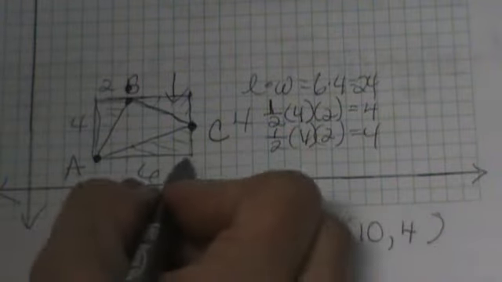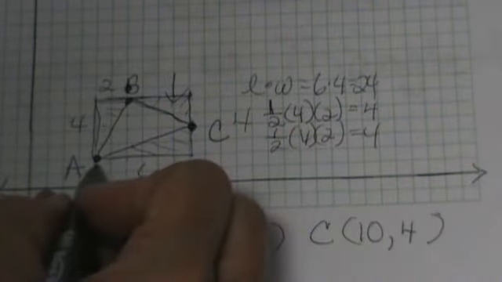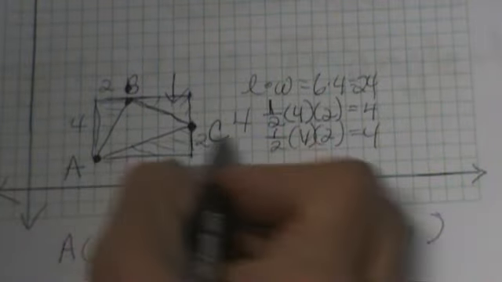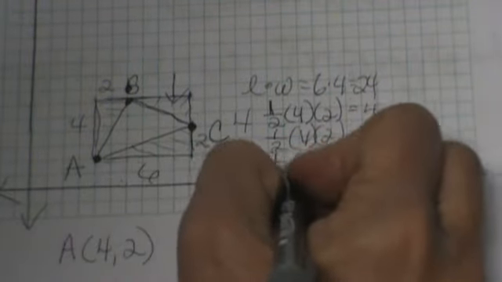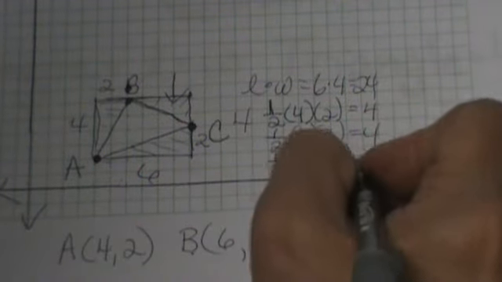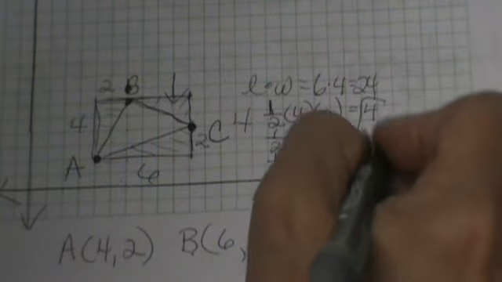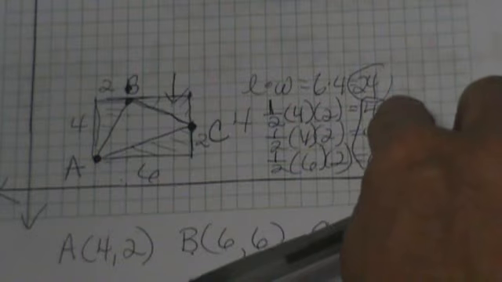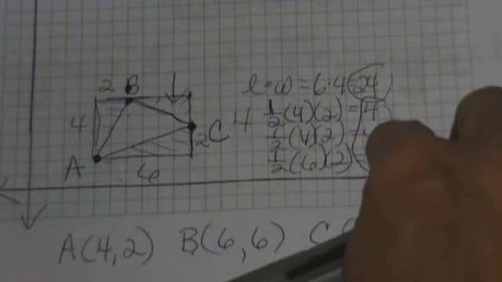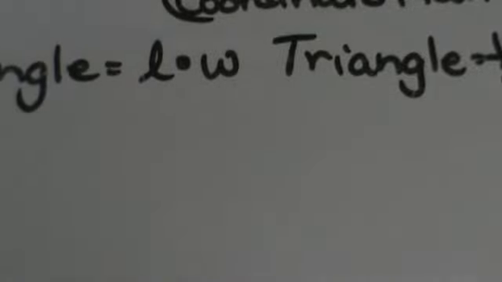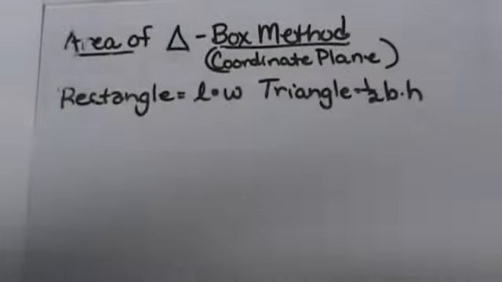And then I'm going to find the area of this bottom triangle. Well, we already know this is 6 and this portion is 2. So 1/2 of 6 times 2 is 6. So I'm going to take the area of the rectangle, which is 24, and subtract the 2 triangles that have an area of 4, and then the third triangle, which has an area of 6. And what's going to be left is the area of the triangle.